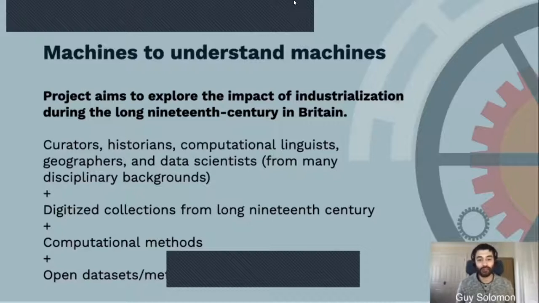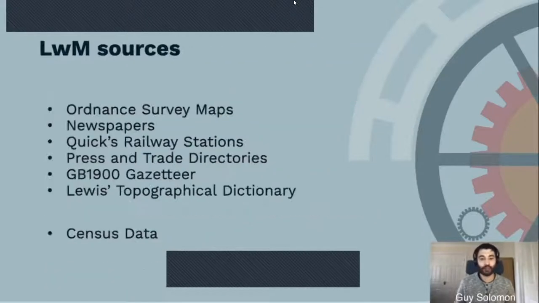We have a strong emphasis on open data sets and on open methods, and this is something that we really look to engage with throughout all of our work. So we draw on a variety of source materials, such as ordnance survey maps, newspaper transcriptions, gazetteers, press and trade directories, in order to build up an idea of how technology influences society during this period. And these sources allow us to do a number of different things. But if we're looking at the experience of individuals in particular, census data becomes particularly important.